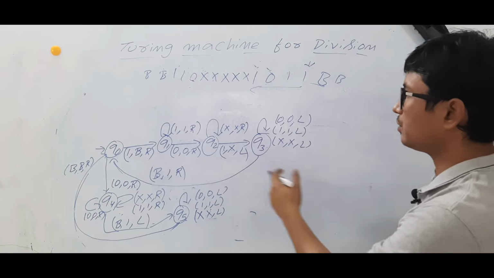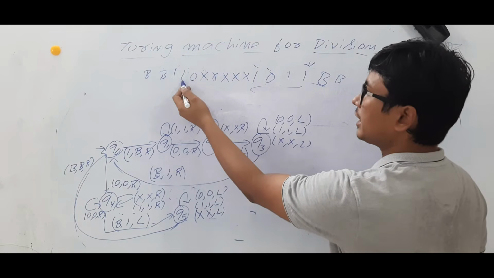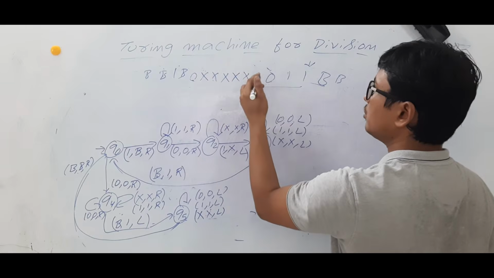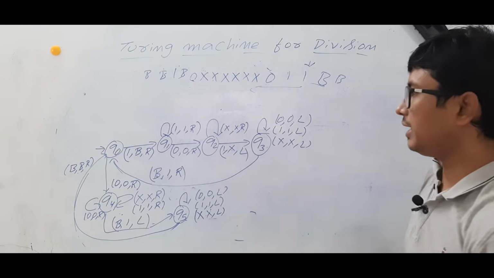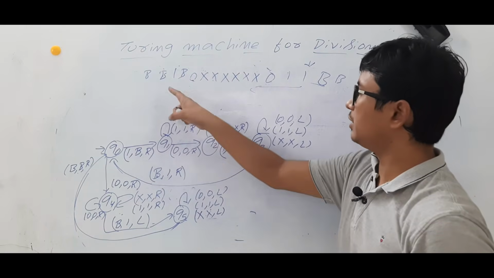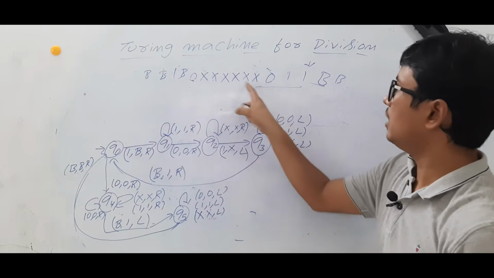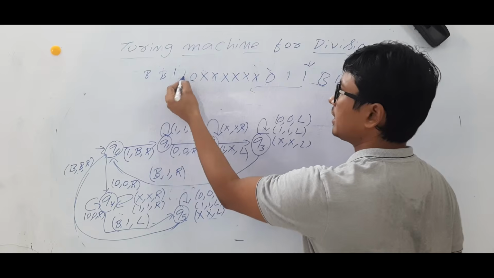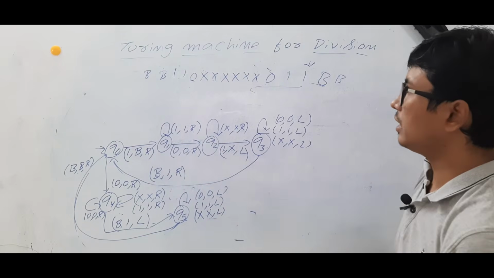Am I right or wrong? You can go ahead. Now again this one you will make it as a blank. This one you will make it as x. Am I right or wrong? Okay, where you are going? This blank you are modifying and moving. This blank you will make it as 1, move to the right.